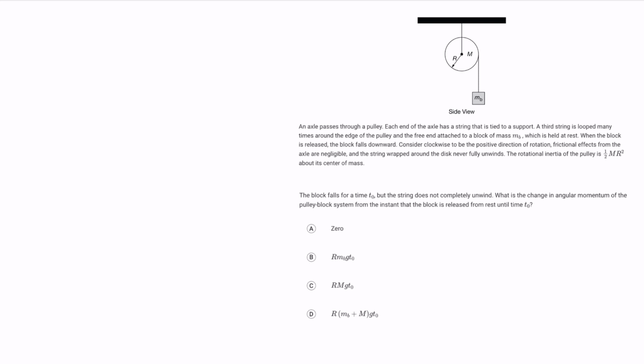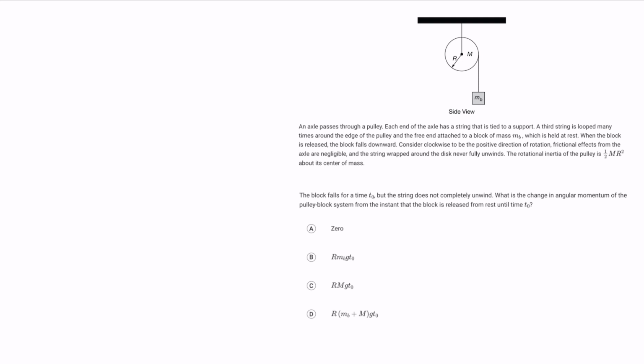Frictional effects from the axle are going to be negligible here, and the string wrapped around the disc is never going to fully unwind. We know that the rotational inertia of the pulley is going to be 1/2 mr squared, and it's going to be about its center. So the radius of this wheel is going to be our distance from the axis of rotation. The block falls for some time T sub naught, but the string does not completely unwind. What is the change in angular momentum of the pulley block system from the instant that the block is released until time T sub naught? Okay. So we need to find the impulse.